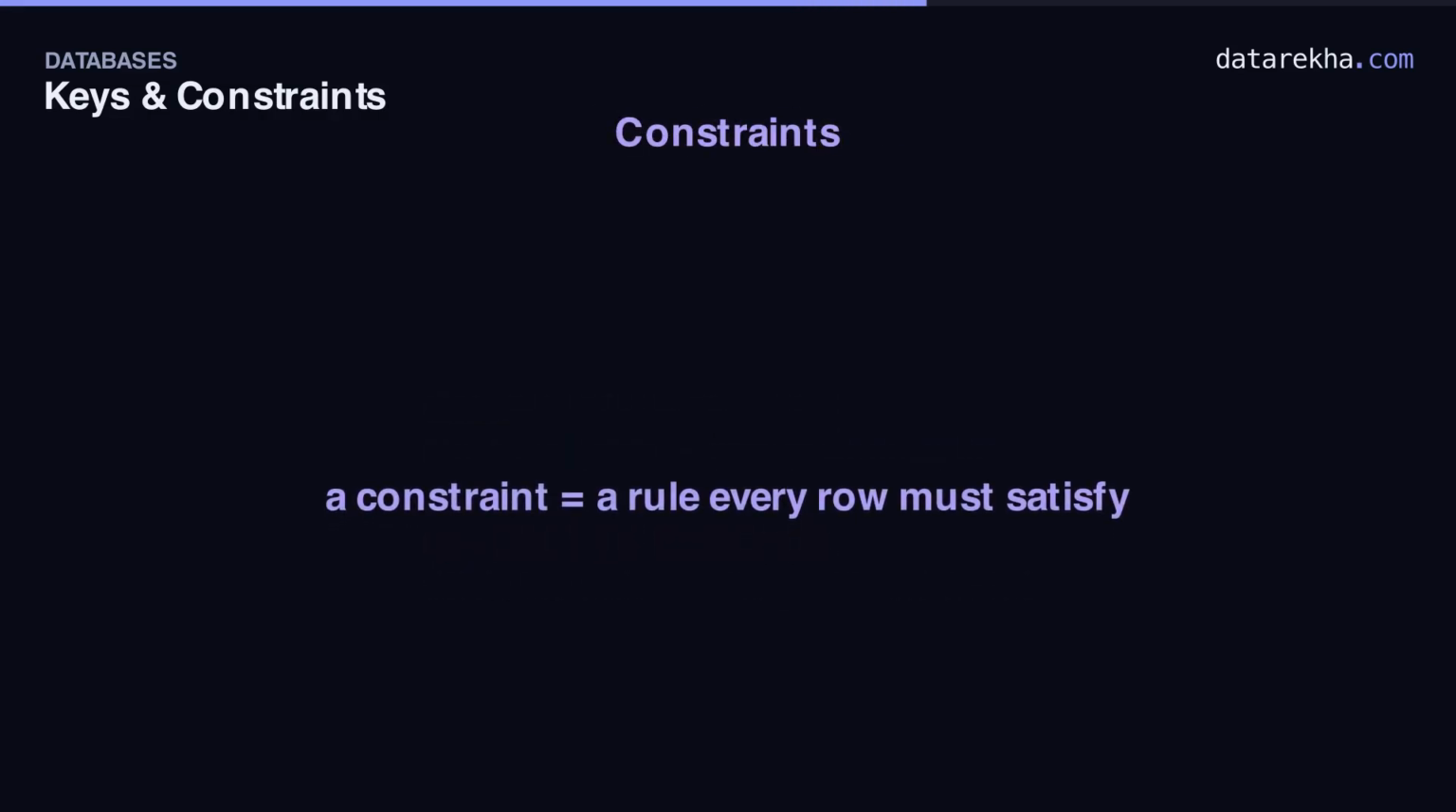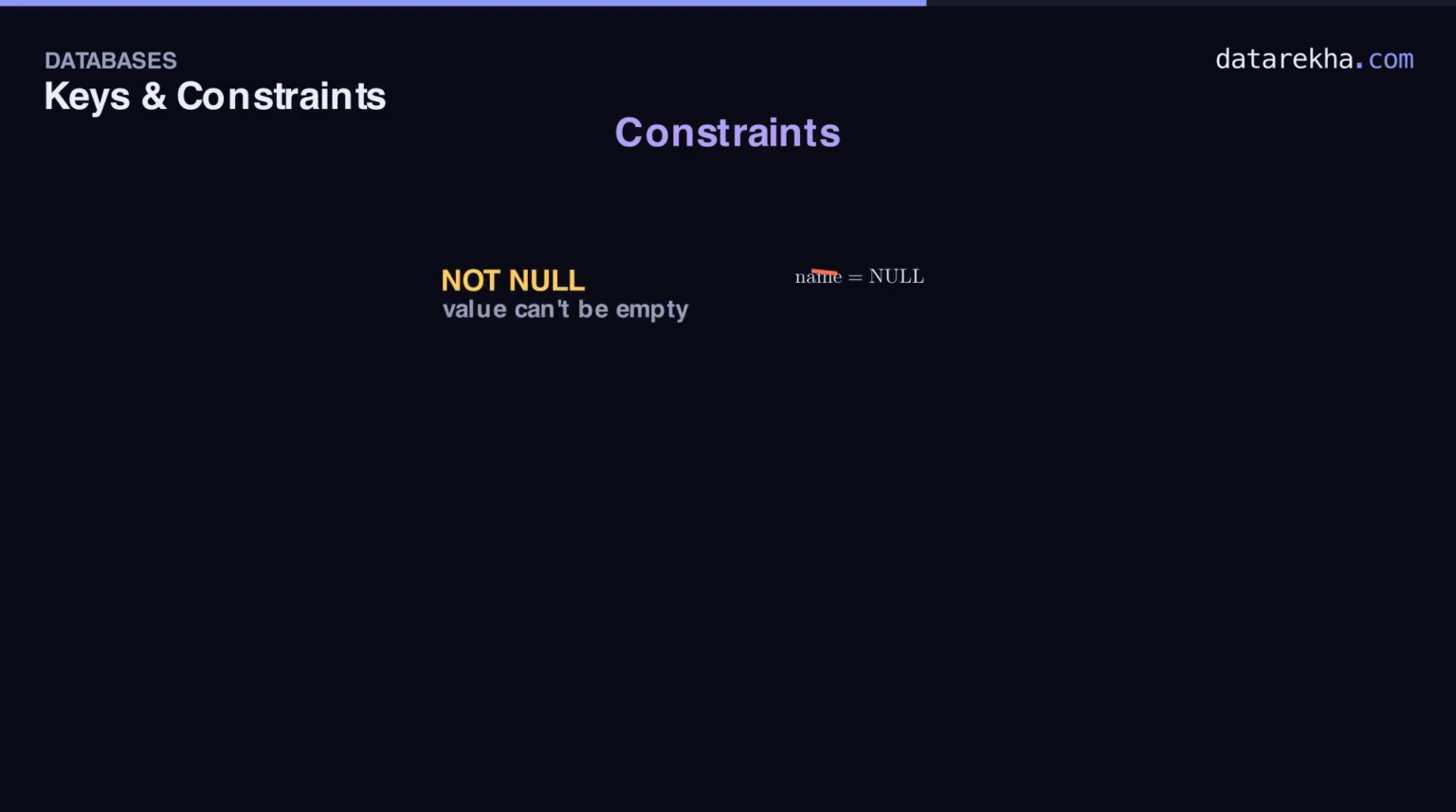Keys are one family of a bigger idea. Constraints, the standing rules a row must obey before the database will accept it. Let's meet the everyday ones and watch each one reject a row that breaks it. Not null says a column can never be empty. Try to add a student with no name and it is rejected.